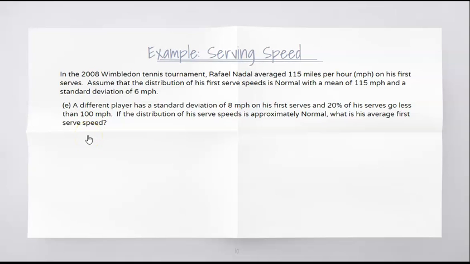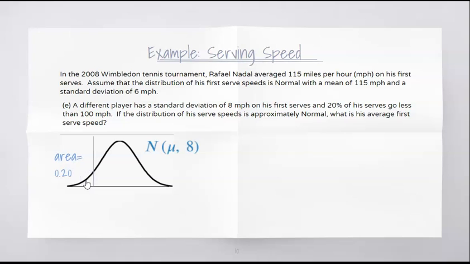All right, lots going on here. Different player, we don't have the same mean and standard deviation as before. In fact, we don't know the mean at all. So I know it's normal because they told me that. But when I label it, I leave mu there because I don't know what it is. But I know the standard deviation is 8. Then it says that 20% of his serves go less than 100 miles per hour. So I know that the area of 20% is less than this z value right here. Okay? So I need to find that z value.